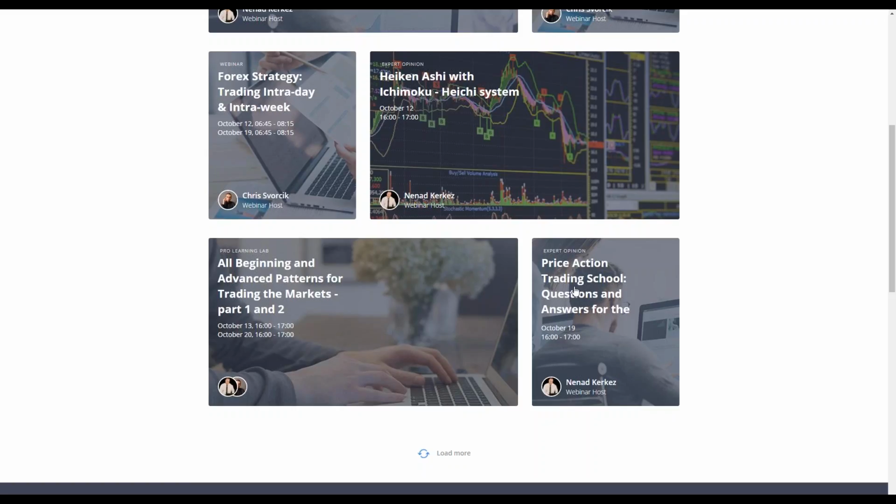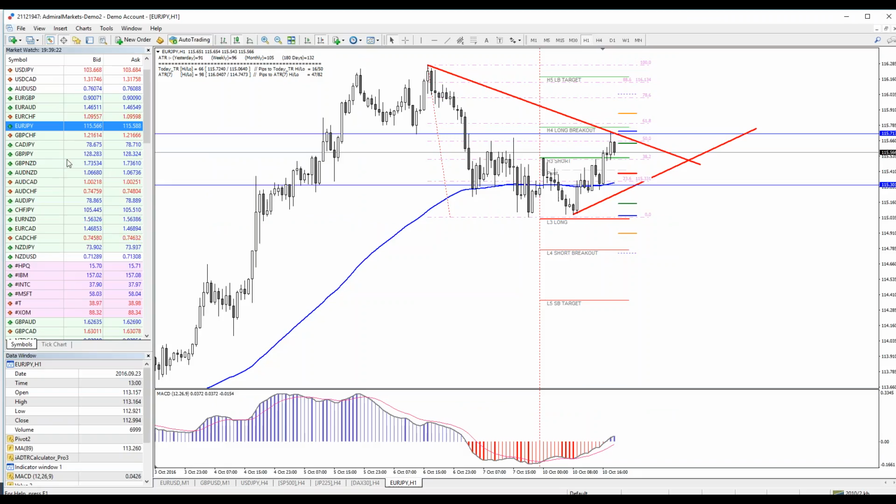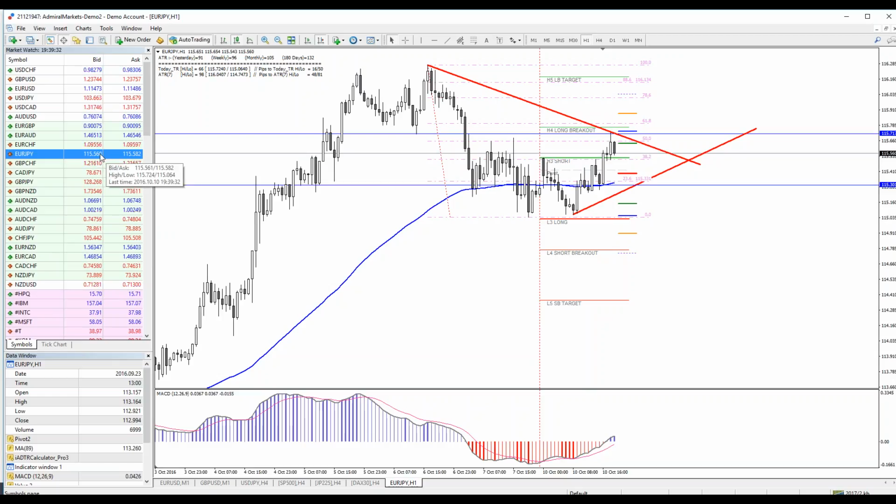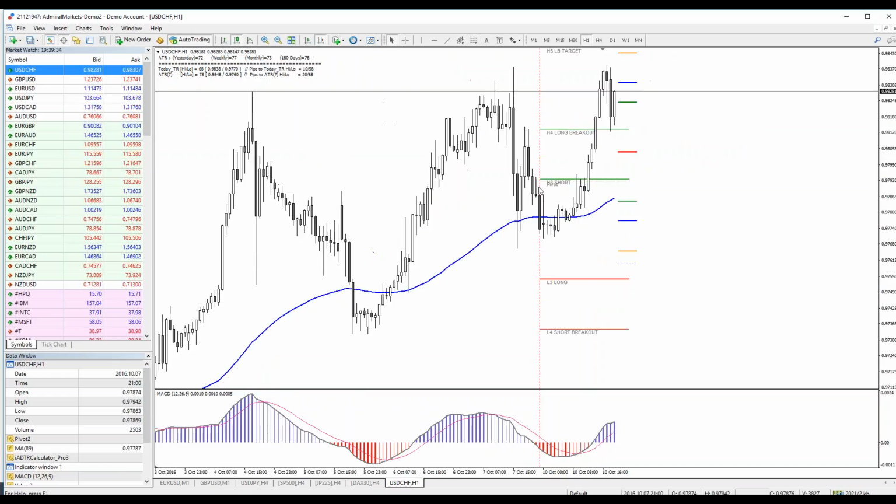Leon is asking, can you look at dollar Swissy? Sure, Leon. I will take a look at dollar Swissy. It's an opposite of euro dollar, but I will show you. Okay, here. Obviously, it's rejecting.